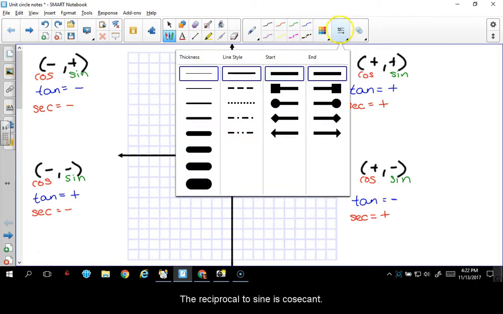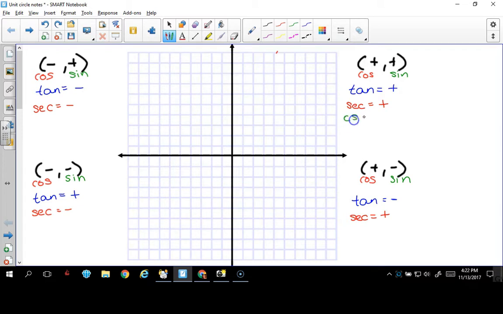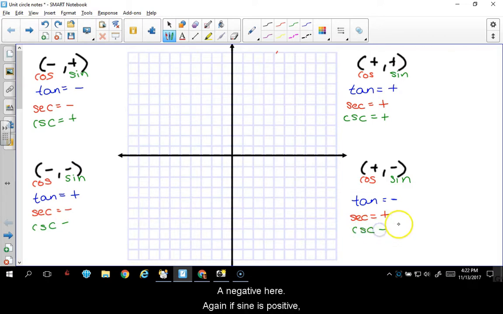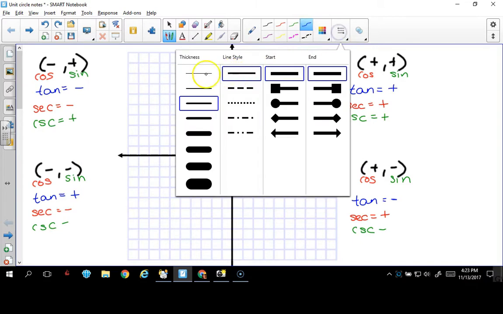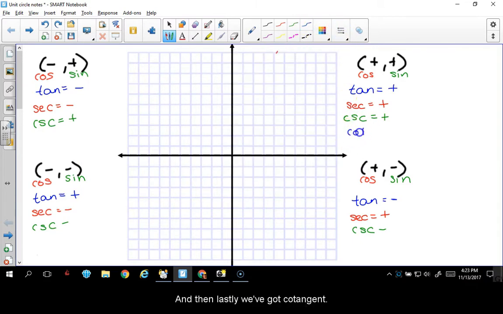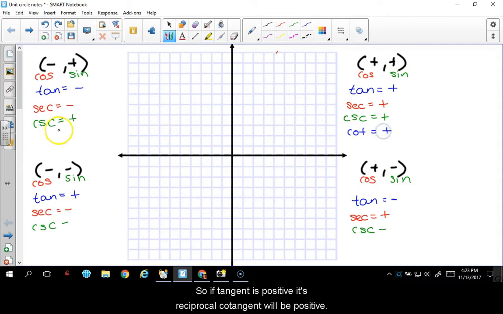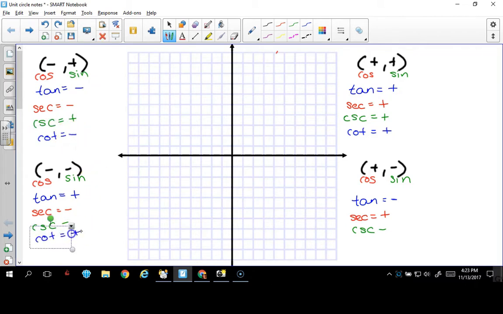The reciprocal to sine is cosecant. That's going to be positive here, positive here, negative here, and negative here. So again, if sine is positive, its reciprocal is going to be positive. If sine is negative, its reciprocal is negative. And then lastly, we've got cotangent. So if tangent's positive, its reciprocal cotangent will be positive. If tangent is negative, its reciprocal cotangent will be negative. Okay.